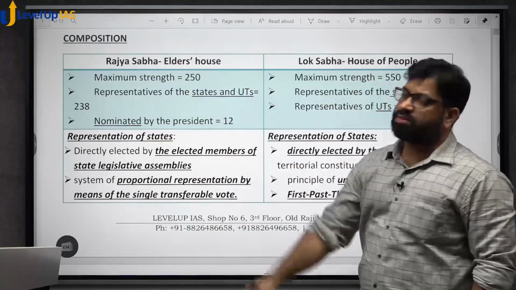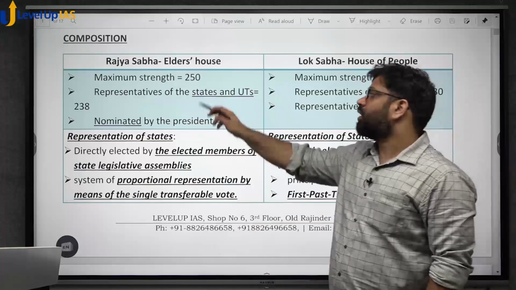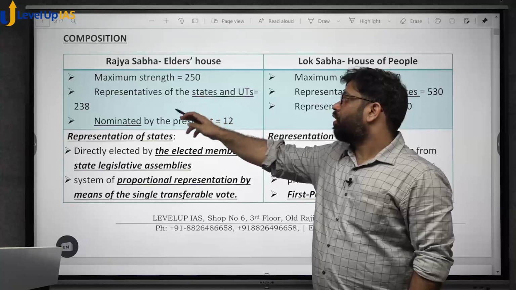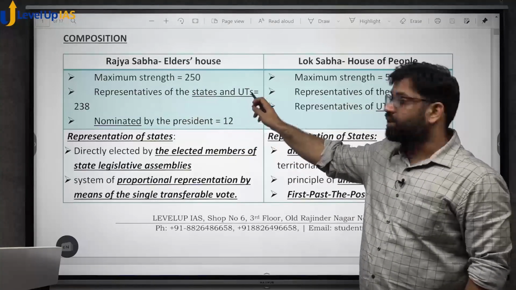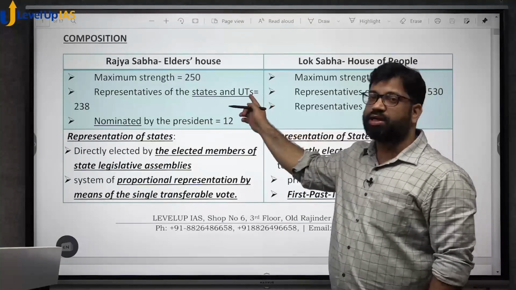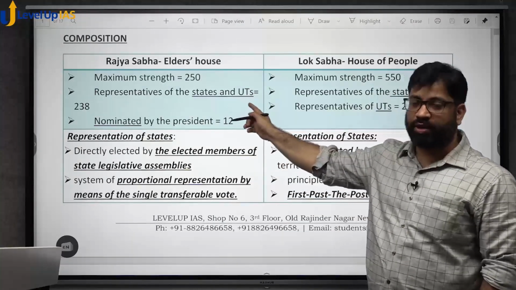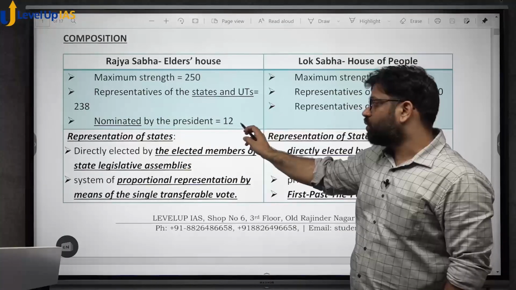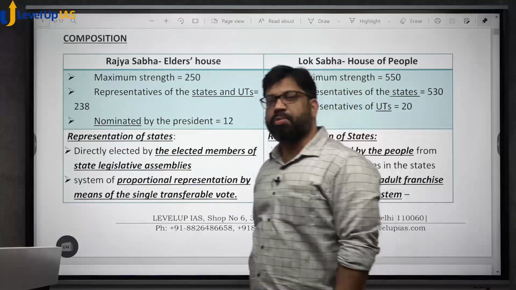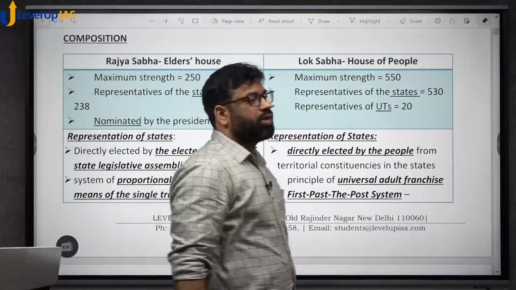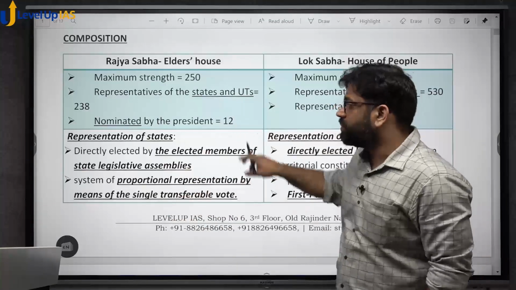Okay, so the maximum strength of Rajya Sabha is 250, of which there is representation of states and UTs. See, Rajya Sabha doesn't mean only representation of states. There is also representation of union territories in it. Okay, so 238 come from states and UTs and 12 members are nominated by the president. We have already read it in the part on the president. So the 12 members over here in the Rajya Sabha are nominated by the president.